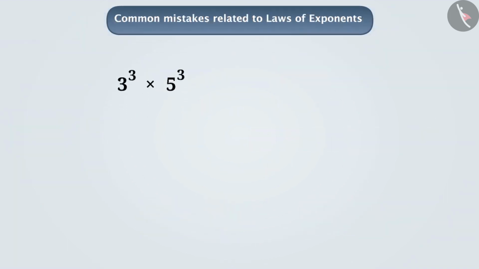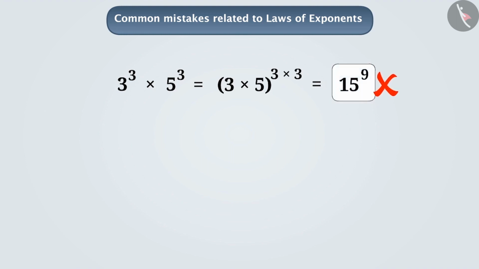Similarly, children also make a mistake in terms of multiplication of numbers with the same exponents. For example, by multiplying 3 to the power of 3 into 5 to the power of 3, children multiply the bases and get the base of the result as 15. Similarly, by multiplying the exponents, they get the exponent of the result as 9. This gives them the wrong answer of 15 to the power of 9.